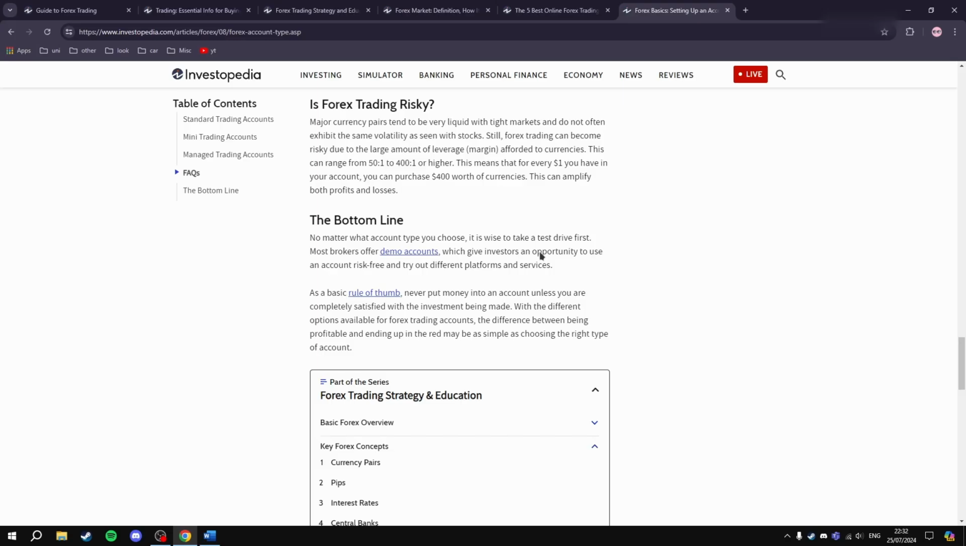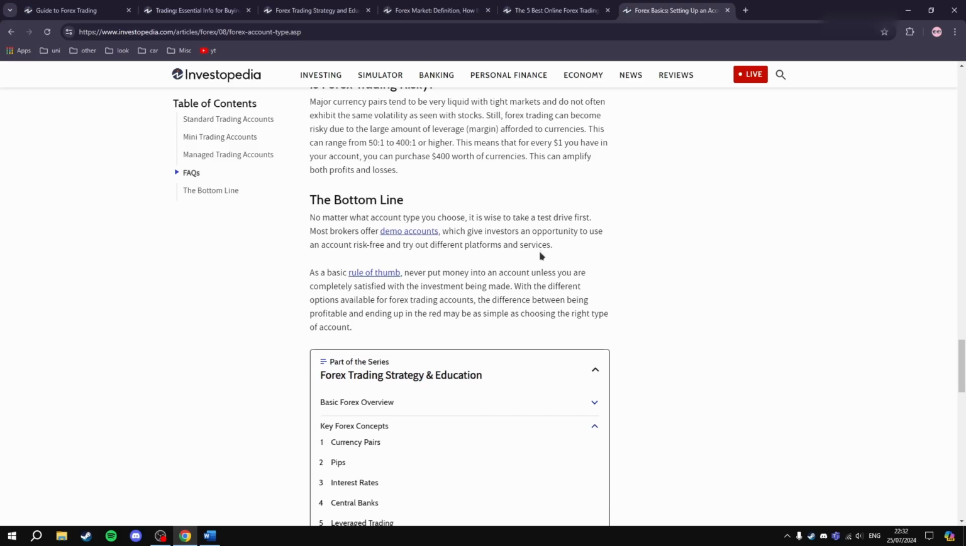The bottom line, no matter what account type you choose, it's wise to take a test drive first. Most brokers offer demo accounts which give investors an opportunity to use an account risk-free and try out different platforms and services. As a basic rule of thumb, never put money into an account unless you are completely satisfied with the investment being made.